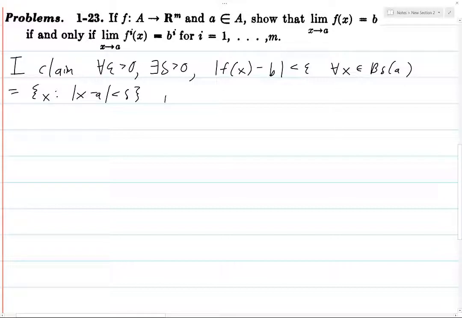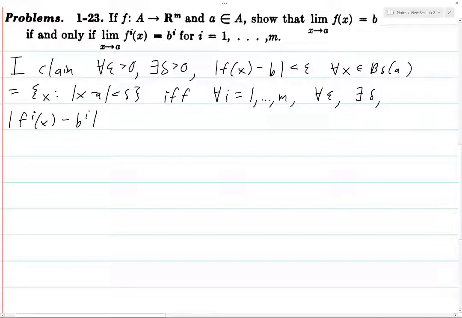I claim this holds if and only if for every i equals 1 through m, for each of these i's, for every epsilon greater than 0, there exists a delta greater than 0 such that the norm of f_i of x minus b_i is less than epsilon for all x in B delta of a. Okay, so we'll start with the backwards direction.